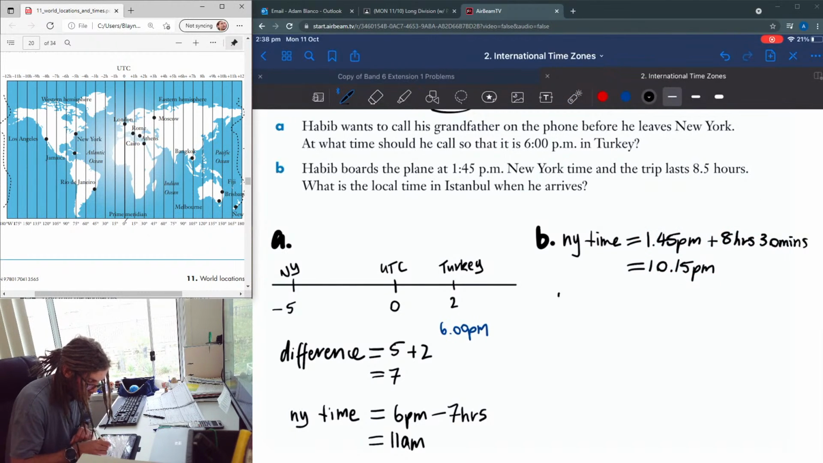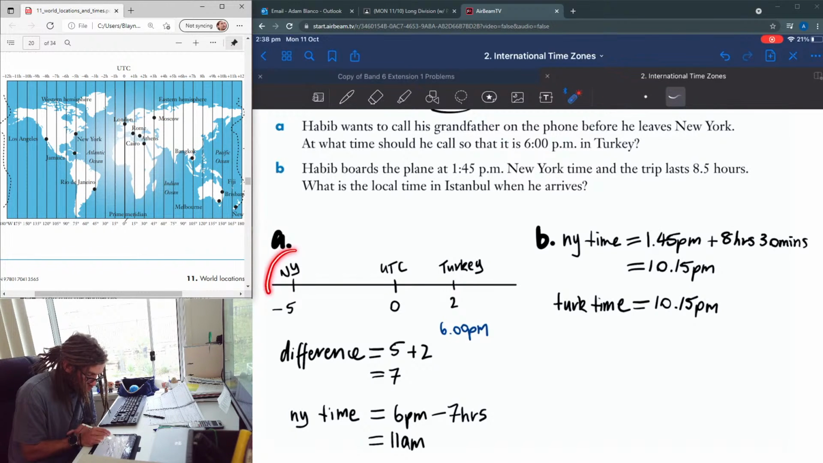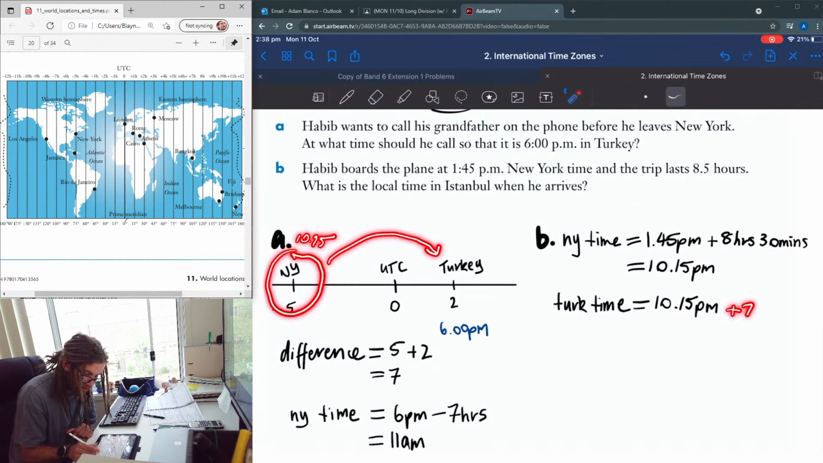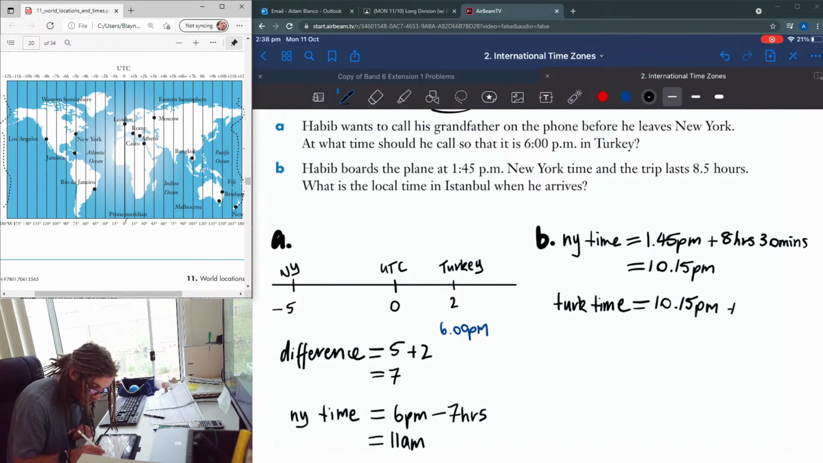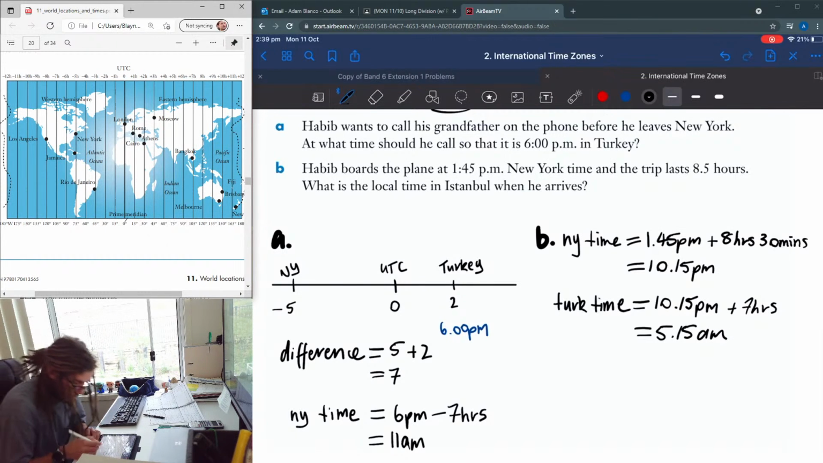And then I can look up the Turkey time, which means I get my 10:15. Because I'm currently in New York at 10:15 p.m., and I want to go to Turkey time, I have to add 7 hours. So 2 hours takes me to midnight, and another 5 hours takes me to 5:15 a.m.